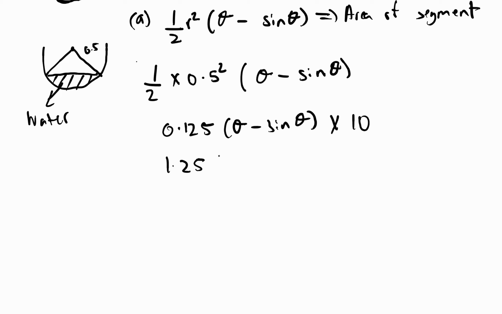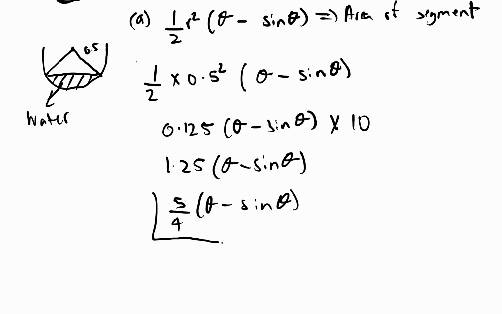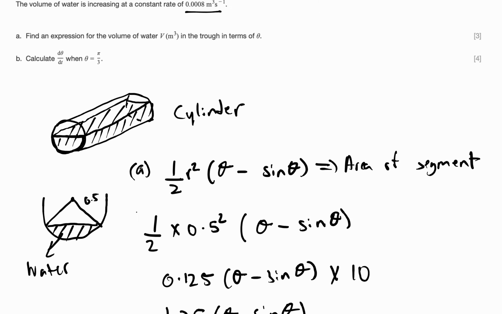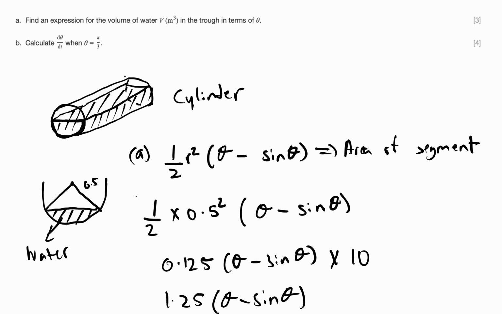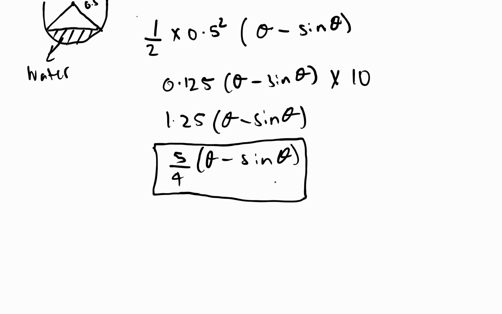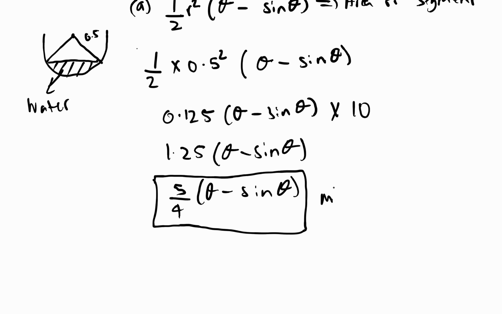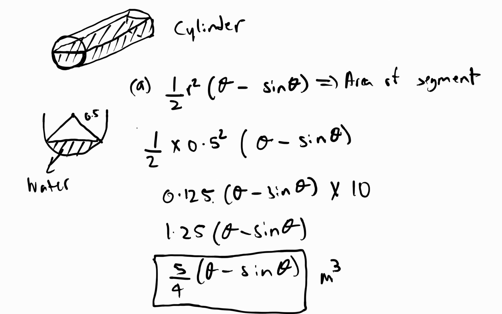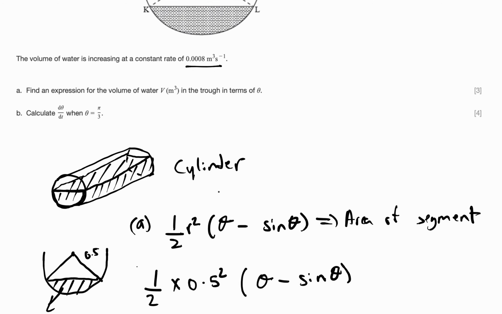1.25 theta minus sine theta. And again, I can write this as 5/4 (theta minus sine theta), and keeping it in fractions is easier. So 5/4 (theta minus sine theta) is the expression for the volume of water in the trough in terms of theta, right? This is the expression. This is in meter cubed.